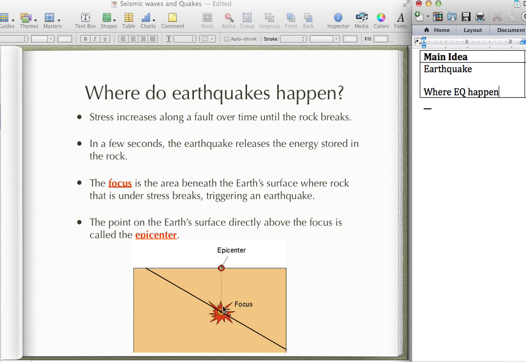And if I were to trace a line straight up, the point on the Earth's surface directly above the focus is called the epicenter. So this is where the effects of the earthquake are going to be the strongest because it's the closest point to the focus. As you go farther away, the energy will have longer to reach there and it will spread out, so it won't be quite as strong.